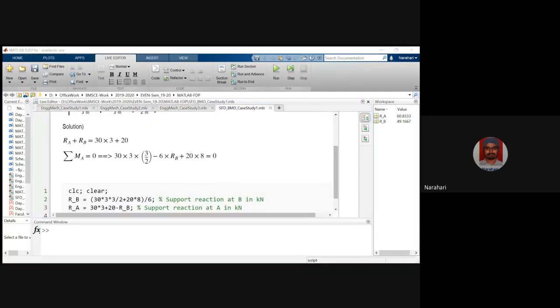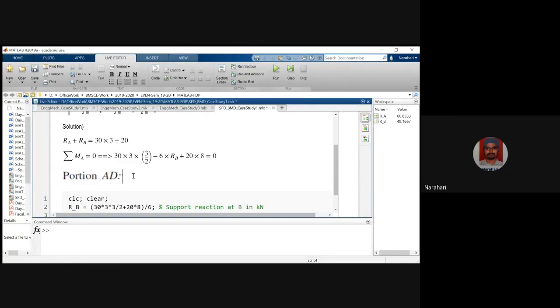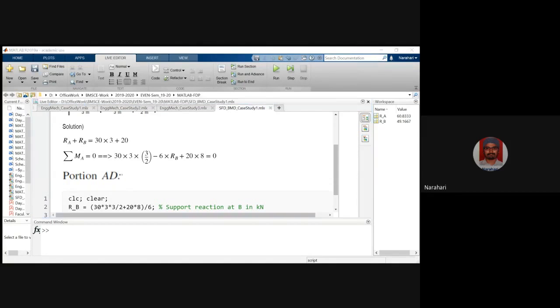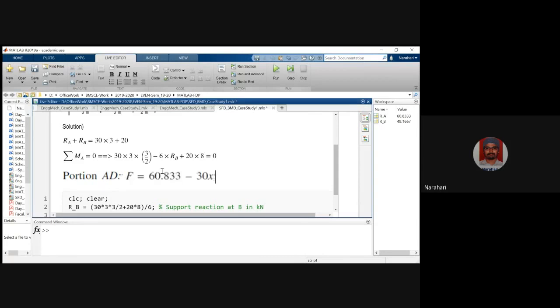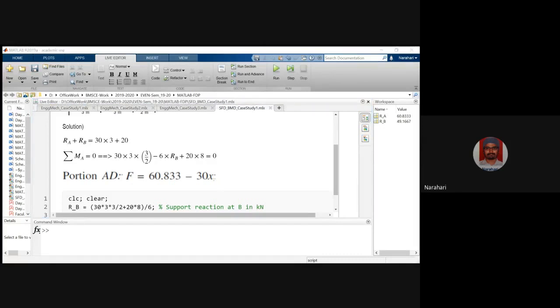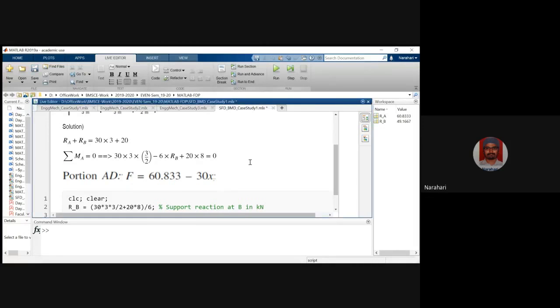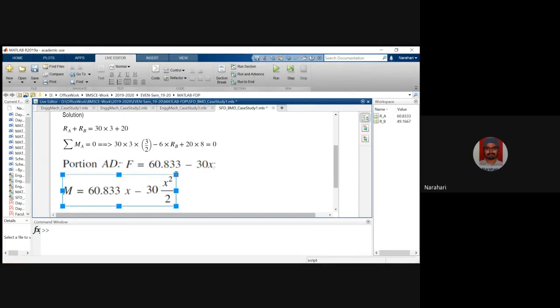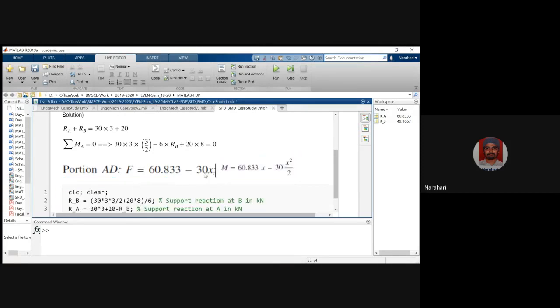So I'll just copy paste those expressions for you. Just one second. So for portion AD, it's coming big. I don't want to waste time minimizing them. So see, this is the force, and this is the moment expression. Directly it has been shown as 60.833. It is nothing but RA basically.